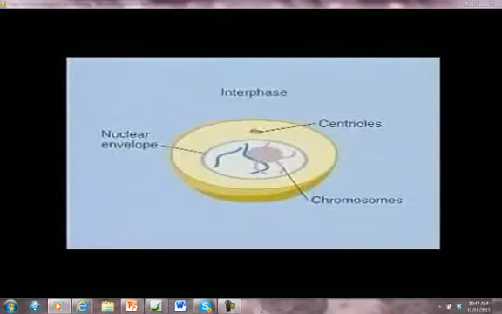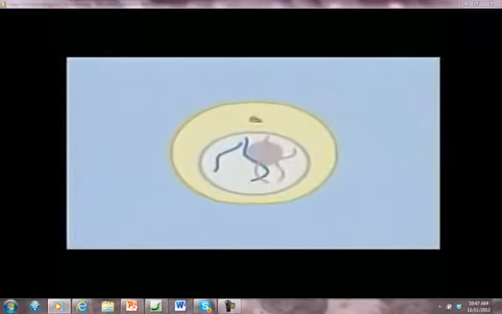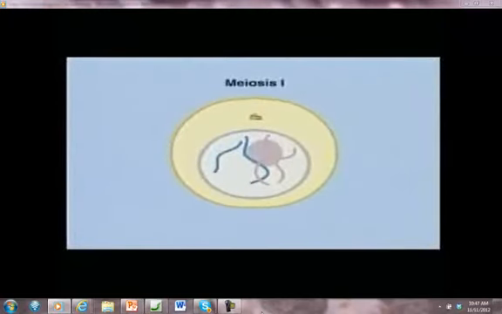Near the end of interphase, the cell prepares for the first phase of meiosis, meiosis 1. The centriole pair duplicates. Each chromosome is replicated. Homologous chromosomes begin to group together. Meiosis 1 begins. The first phase of meiosis 1 is prophase 1.